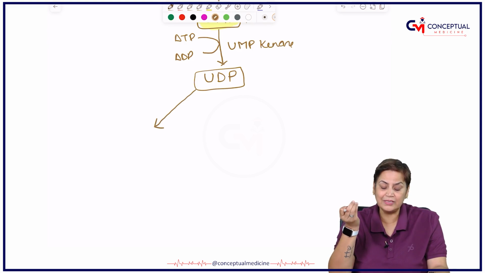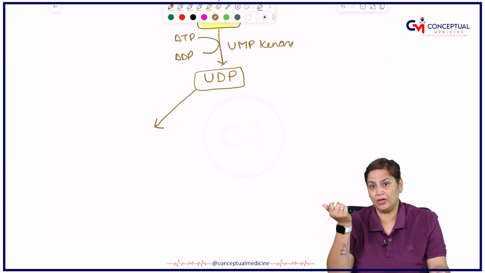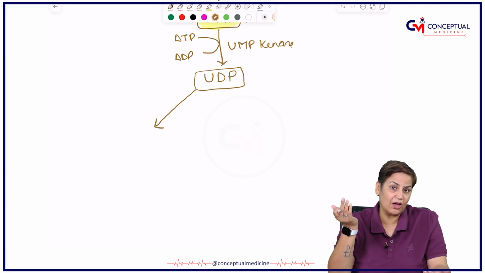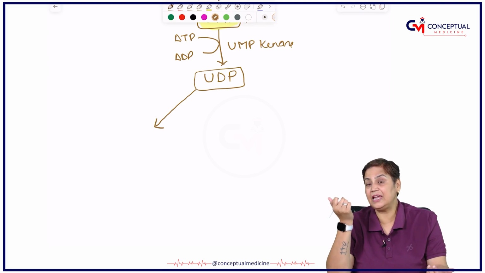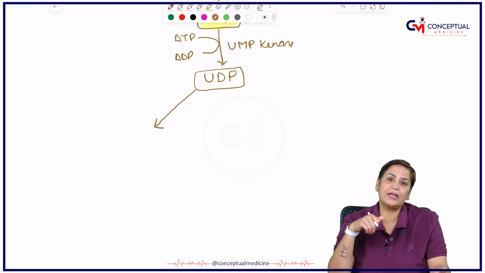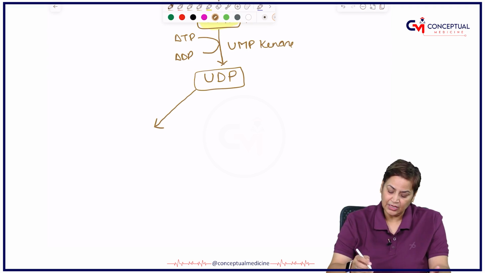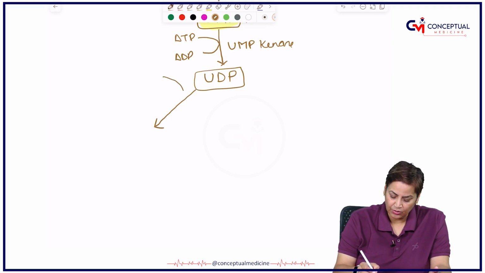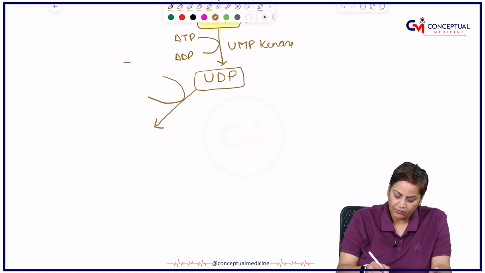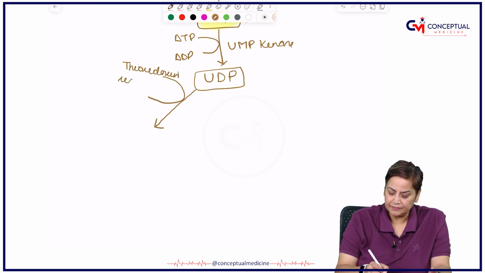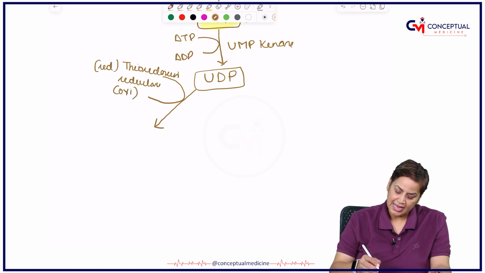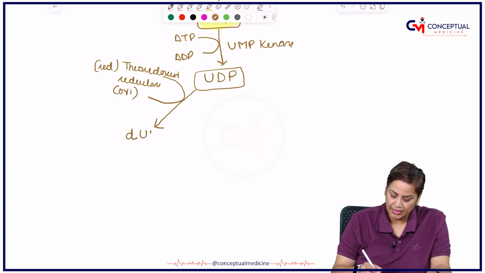This uridine diphosphate will undergo reduction. Why? Because uracil is the base present in RNA, and RNA has ribose sugar. We have to form a base of DNA now, and the basic difference is that DNA has deoxyribose sugar. So this has to be converted into a deoxynucleotide. This UDP will undergo reduction in the presence of thioredoxin reductase. Very important: reduced thioredoxin will be converted into oxidized thioredoxin, and this will be converted into dUDP.